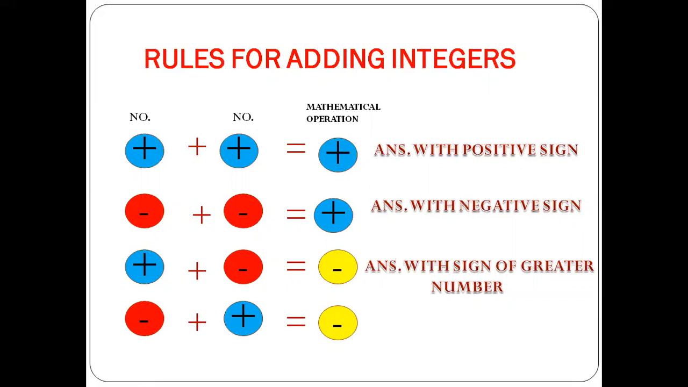Let's see the fourth rule. The fourth rule is just like the third rule. The first number is negative while the other number is positive. When one negative number and one positive number are added with each other, this yellow symbol shows that there will be subtraction between these two numbers. And again, the answer will have the sign of the greater number. If we ignore the sign, if the negative number is bigger, then the answer will have the negative sign. If the positive number is bigger, then the answer will have the positive sign. Now let's see how we can implement these rules while solving the sums of integers.